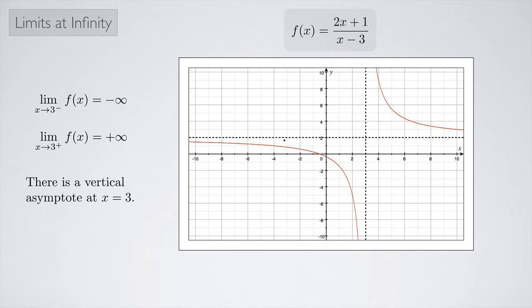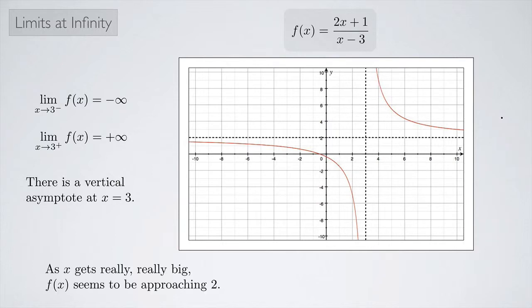And then we also see a horizontal asymptote. And the question we want to look at now is what happens as x gets bigger and bigger and bigger? What happens to f of x? And we notice that as x gets really, really big, f of x seems to be approaching 2. So if we look on the graph here, here's x getting really, really big, and we see that we seem to be approaching the value 2 on the y-axis. So we have a way of capturing this notion, and we write it as the limit as x approaches infinity of f of x equals 2.